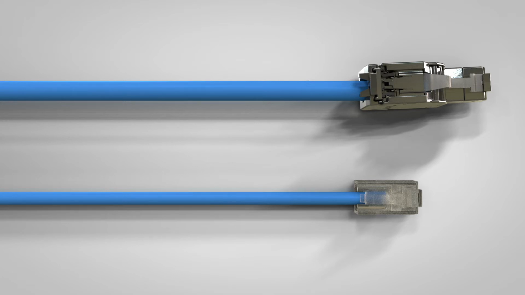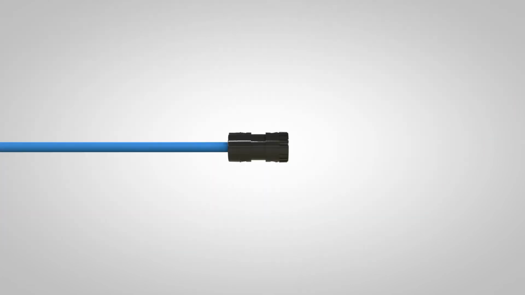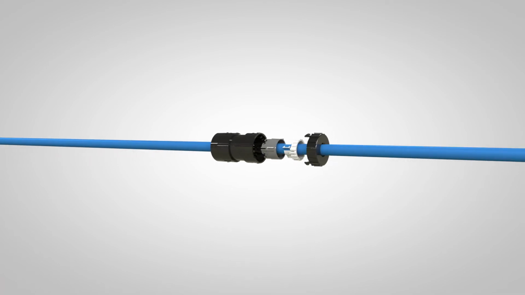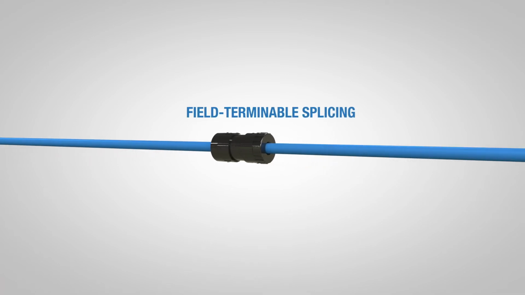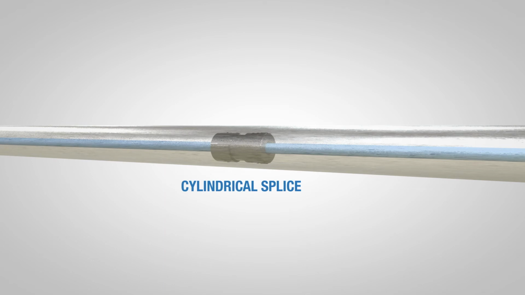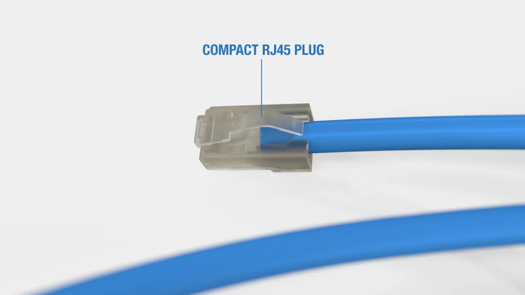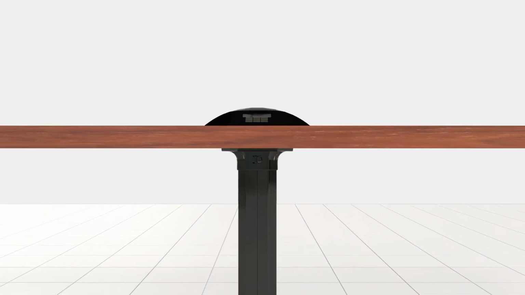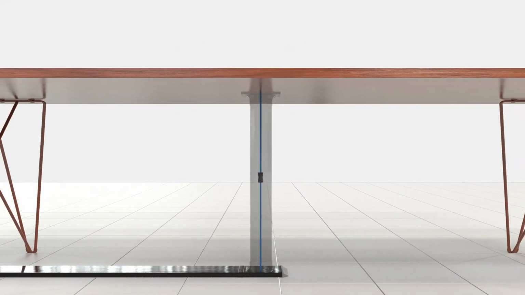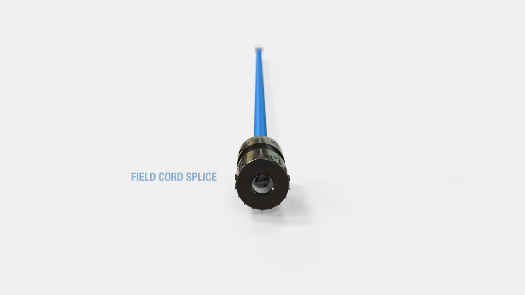Let's look at some of the field cord connector's benefits. It provides compact, direct-connect field-terminable splicing. The cylindrical shape of the splice easily fits through round holes in conduit. The RJ45 plug is ultra-compact and fits in the smallest port spaces in network devices. A single field cord splice does not add to the number of connectors in a link.